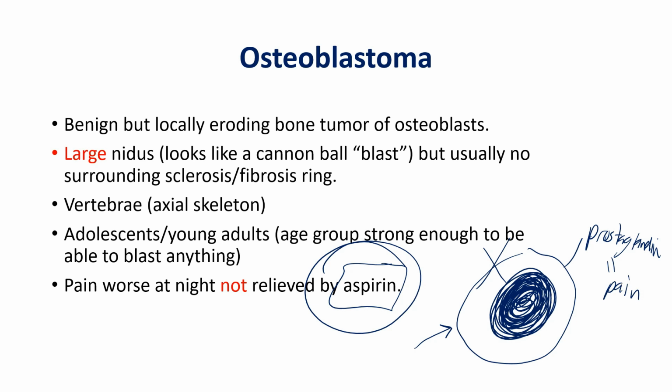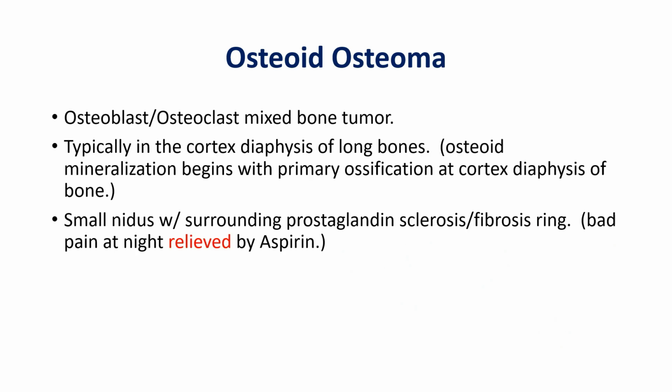Pain. So the pain is really more or less because the tumor, the nidus and the tumor itself, is far bigger than the next one we're going to talk about. And so therefore, if it's not prostaglandin causing pain, it's other factors causing pain, like the size of the nidus and the bone tumor itself. So aspirin is, this pain, which is worse at night, is not relieved by aspirin. Okay? Now, we're going to get into the next one.